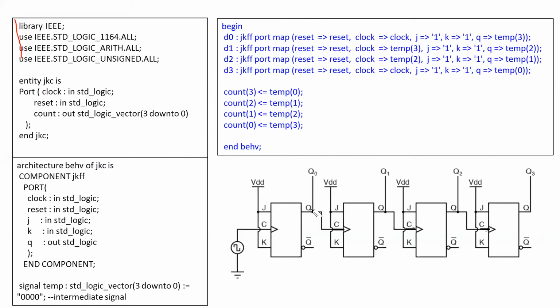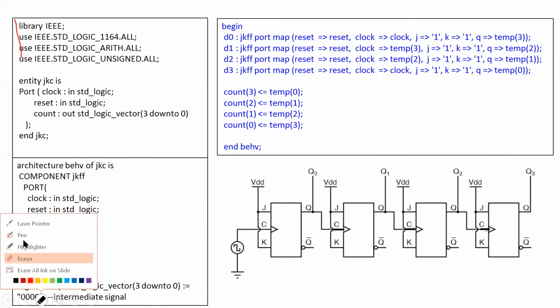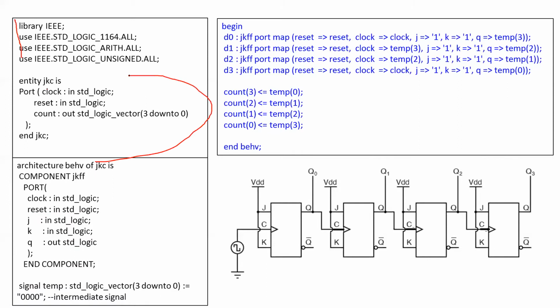You can see over here we have 0, 1, 2, 3, 4. Actually we want 4 values, that's why I have created a vector of 4 for the counter. Now at the architecture, the name of the architecture is behave, BEHV of JKC. So the same name of the entity which I have defined over here, I have called it.